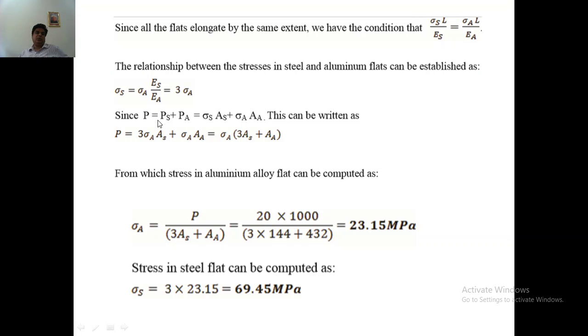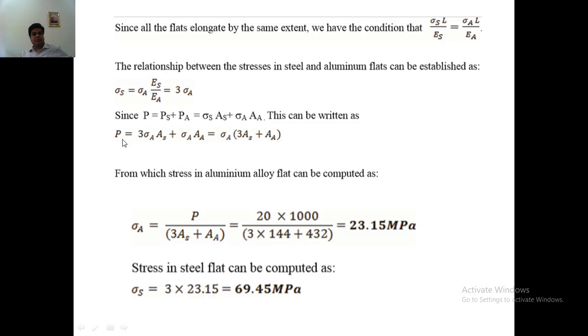And one more condition is that whatever load is applied will be shared by the aluminum and steel flats. So the load applied is equal to the load shared by the solid, that is the steel flat, plus the load taken by the aluminum flat. The load taken by the steel flat is expressed in terms of stress in the steel flat. So load is equal to stress into area. That formula you can apply here, and if you substitute the values, sigma S is nothing but 3 times sigma A.